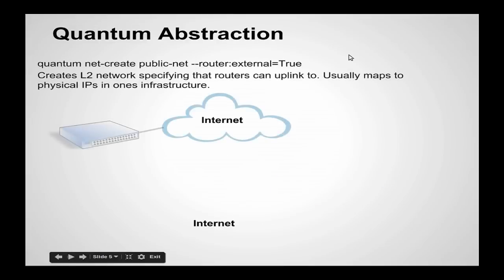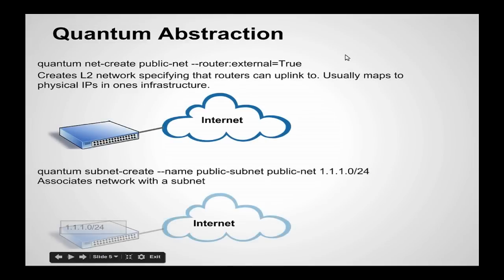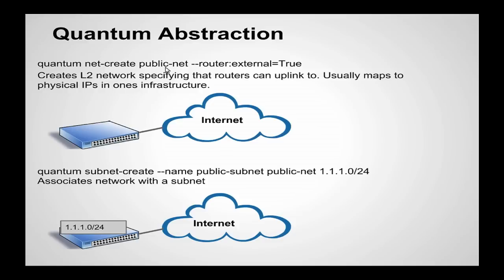So the first thing that we're gonna do is make this command: quantum net-create public-net --router:external=true. What this does is tell Quantum that we're creating an L2 network that a router can uplink to. This network usually maps to physical IPs in one's infrastructure. This network is what we're going to use to allocate the floating IP addresses out of.